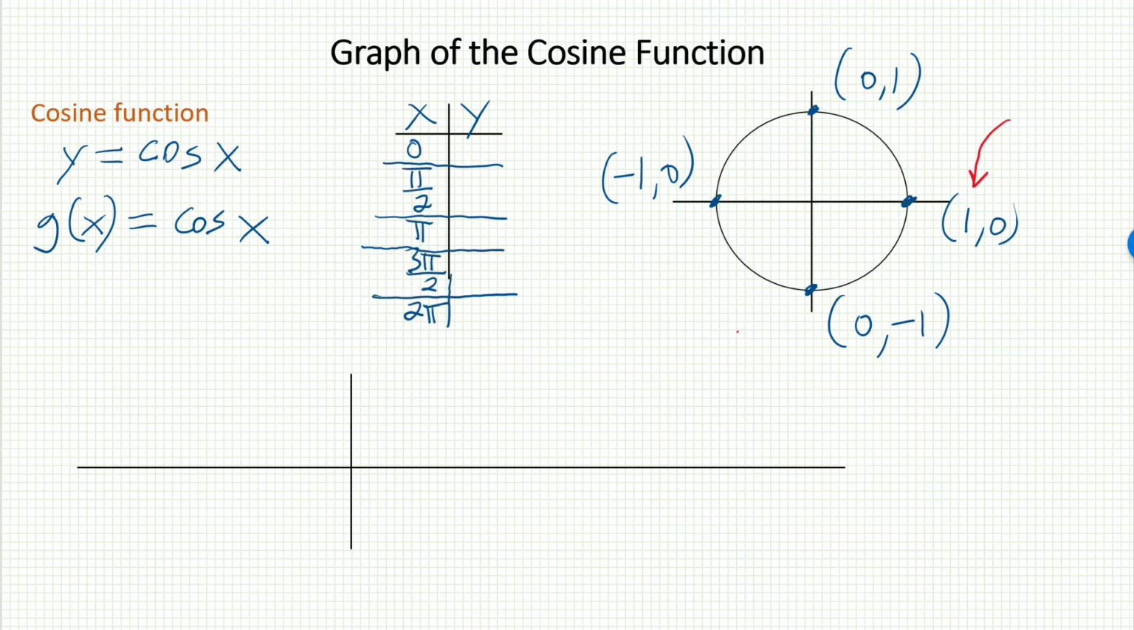So for an input of 0, if I don't rotate at all, obviously the a coordinate is 1. If I rotate up to pi over 2, I'm at 0 for an a coordinate. Going all the way to pi brings me to -1. 3 pi over 2 back to 0, and finally all the way around, and I'm back to that 1.